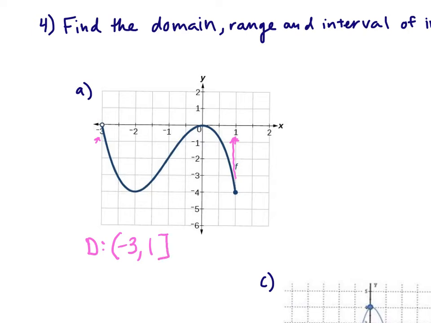Why is that? Because there's an open circle where -3 is and a closed one where 1 is. Perfect. Range is going to go from bottom, the lowest value, to top, the highest value. What's the lowest value? -4. What's the highest value? 0. Perfect. And I'm going to have a bracket on both of those because in both cases, the function exists there.